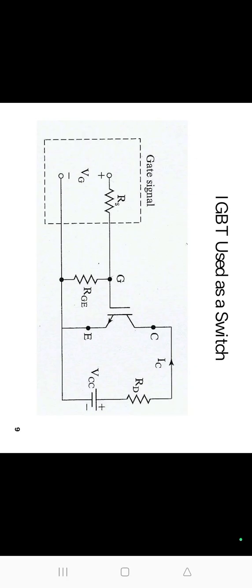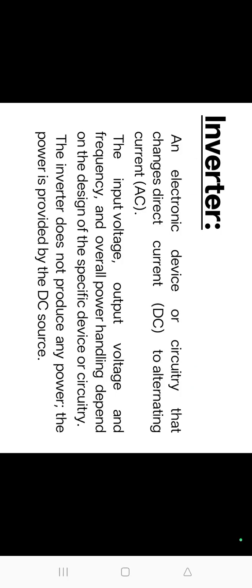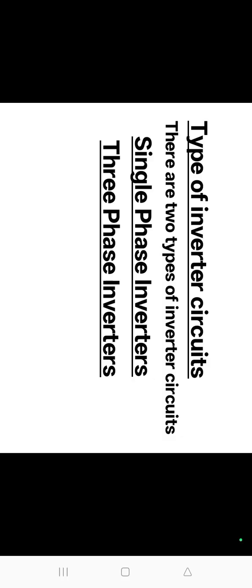Okay. Next one is inverters. An inverter is a device or circuitry that changes direct current into alternating current. The input voltage, output voltage, frequency and overall power handling depend on the design of the specific device or circuitry. The inverter does not produce any power. The power is provided by the DC source. A circuit that converts DC power to AC power of desired output voltage and frequency is called an inverter. The output voltage can be fixed or variable at a fixed or variable frequency. The inverter gain is the ratio of the AC output voltage to the DC input voltage.